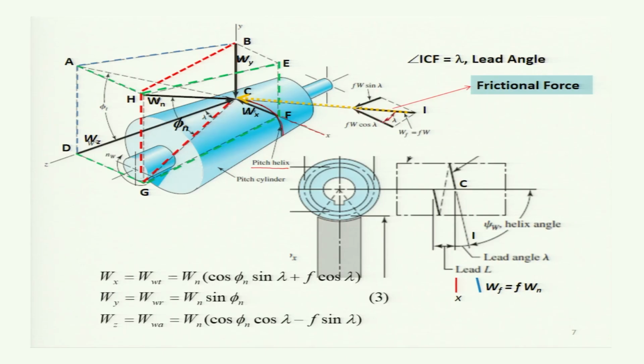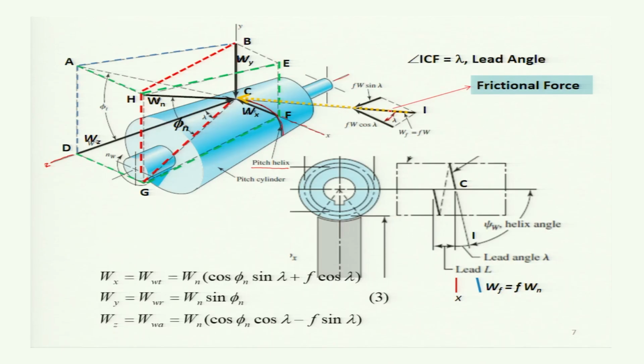This is the line parallel to the x-axis, and this is the line parallel to the z-axis. This is the z-axis, or the axial direction. And so the frictional force will act in the direction of a line tangent to the pitch helix, the thread. So this CI is the line tangent to the thread, and along that the frictional force will act.